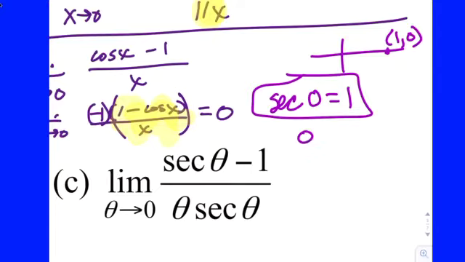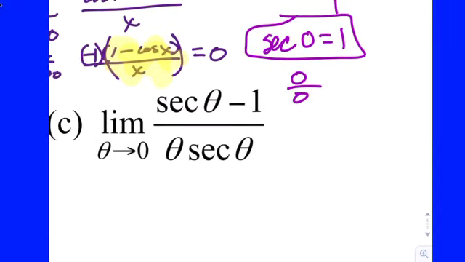So 1 minus 1 is 0, and in the bottom we get 0 times secant of 0, which is what? What's secant of 0? 1. So 1 times 0 is 0. So we do get 0 over 0. Okay, so on Friday's test, everyone's going to get secant of 0 right. That's good. Okay, so now we have to get rid of the 0 over 0 problem.